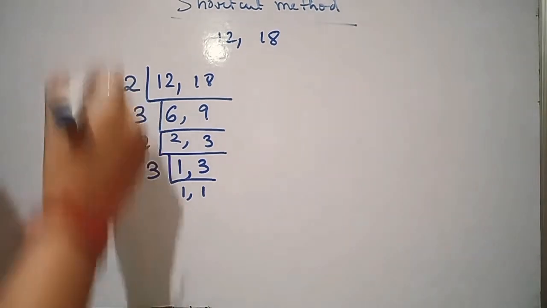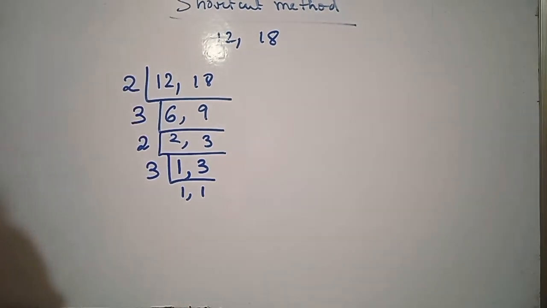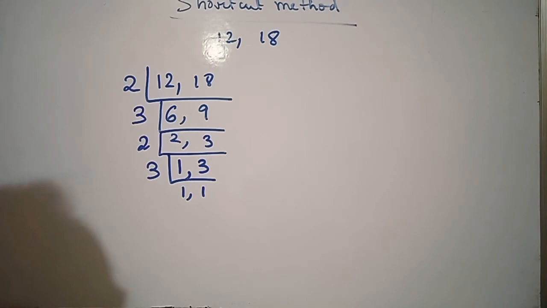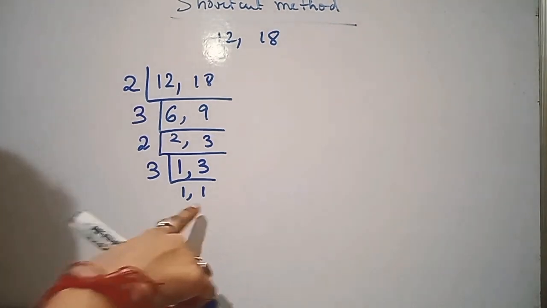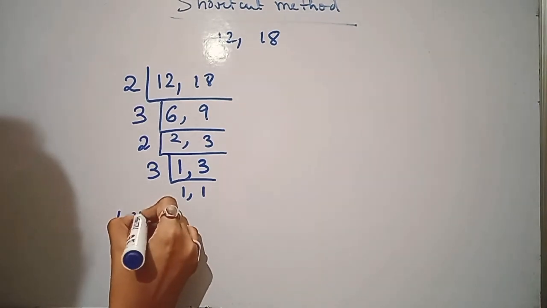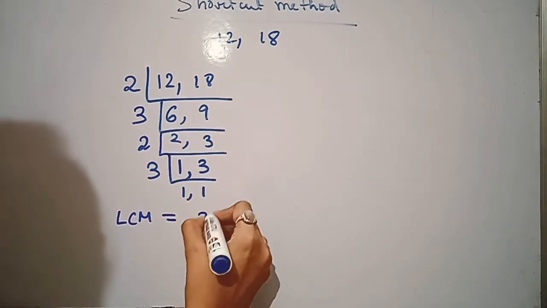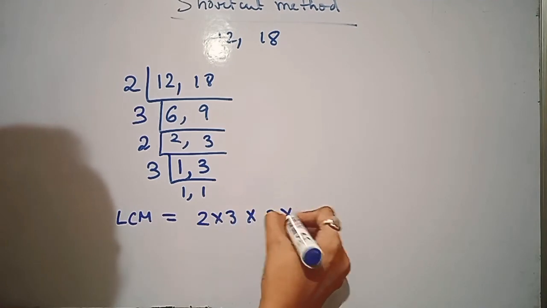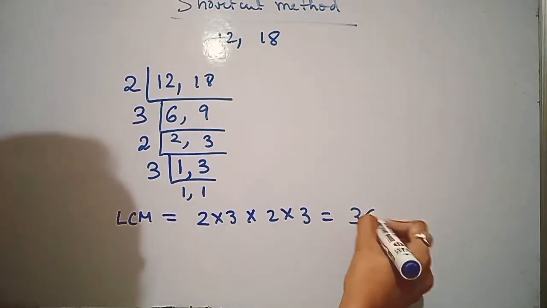Okay, so in this process, if I can divide one number, I will divide that. Here I will not stop the division process until I get 1 and 1 in the last step. So my answer, that is the LCM of 12 and 18, will be 2 into 3 into 2 into 3, that is 6 into 6, 36.